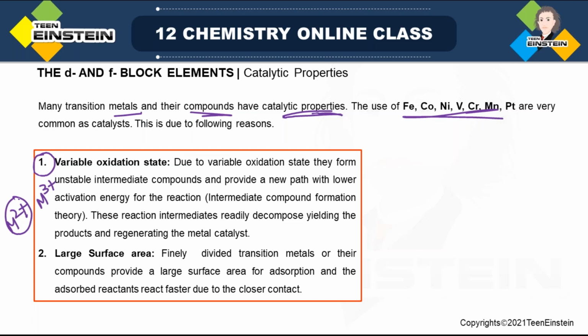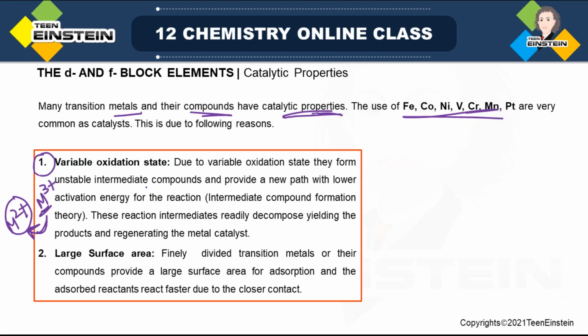But just take the example of sodium. Sodium has only one oxidation state, +1. There is no variation in oxidation state, and it is from the s block. So as there is no variation, there is no question of switching between oxidation states. Here the intermediate can be formed with another oxidation state of the metal, and again it can convert to the original state, because after the reaction we know there is no change in the chemical nature of the catalyst.